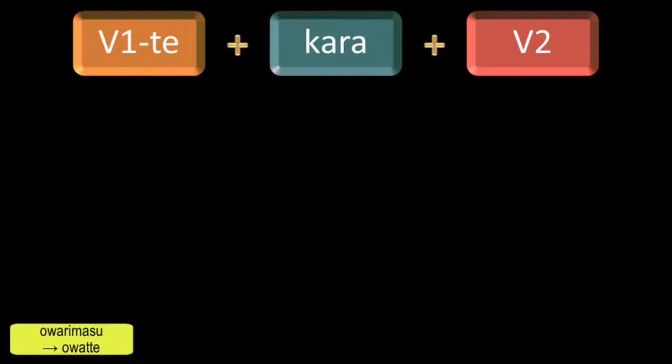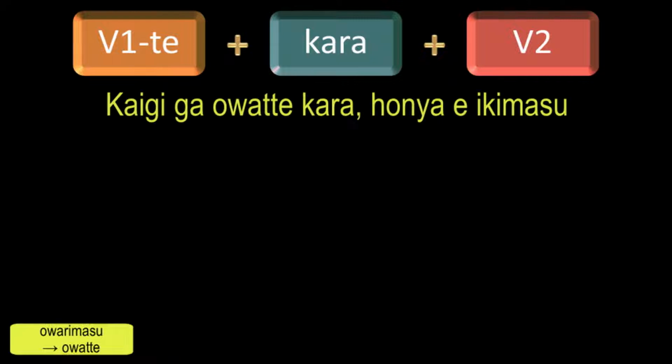You also know that honya means bookshop and the verb ikimasu means to go. So if I say kaigi ga owatte kara honya e ikimasu, then it means after the meeting is over, I will go to the bookshop. As you can see, the pattern has the te form of the first verb followed by kara and then by the second verb, which is in its original form.